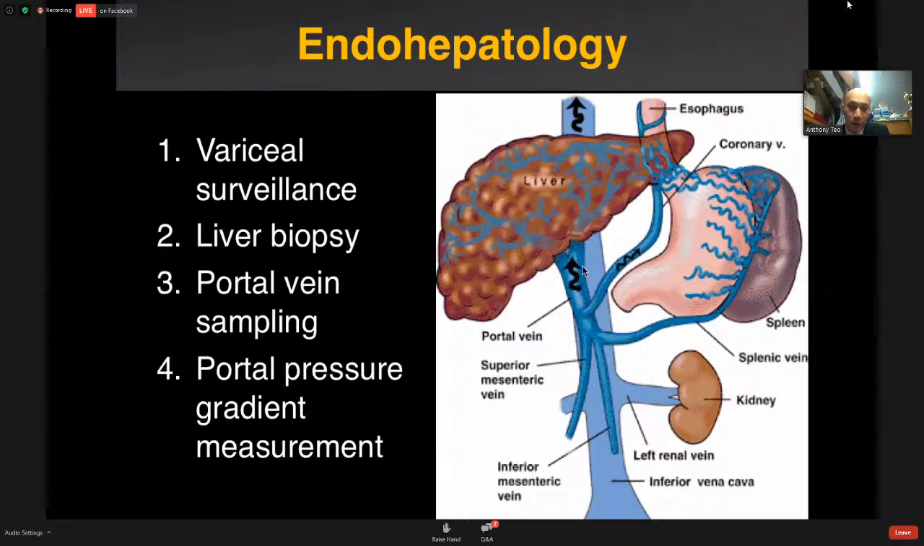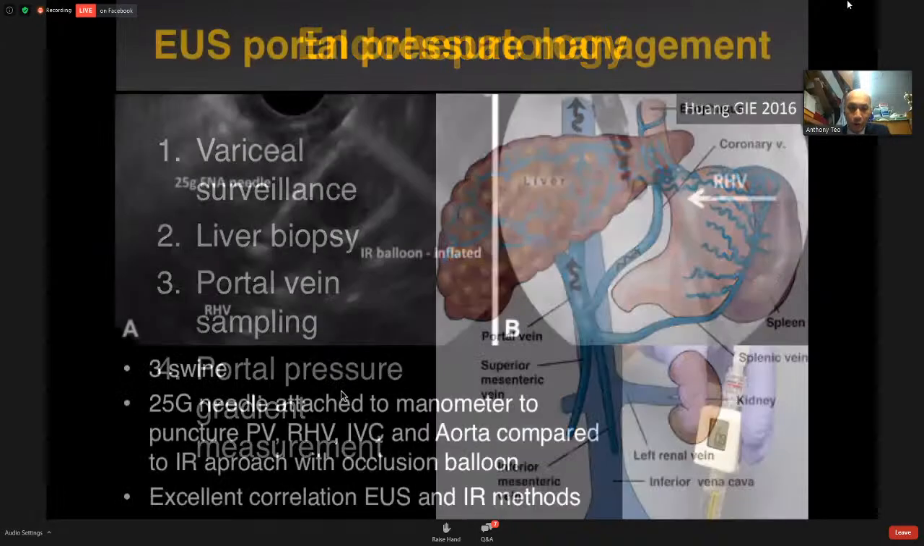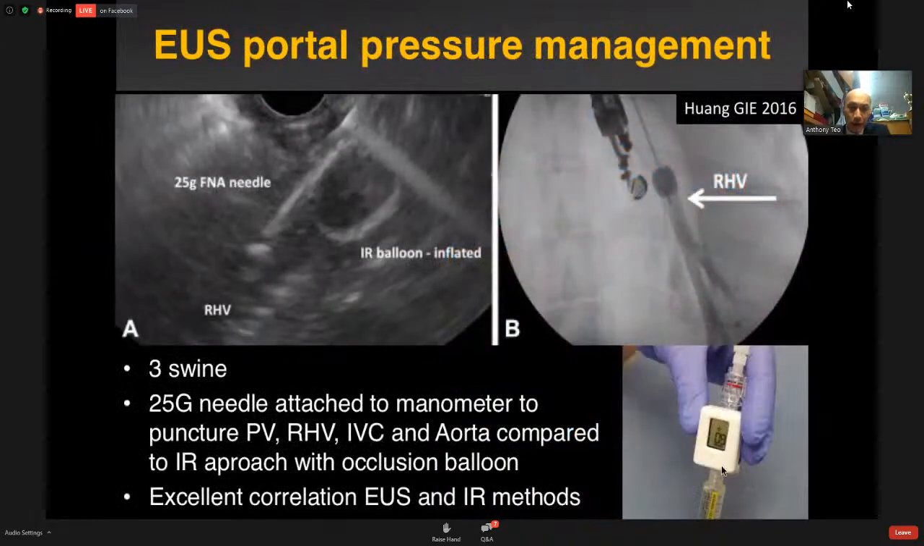As mentioned previously, now there's a new subdivision of endoscopy known as endohepatology. With EUS, we can also perform variceal surveillance, EUS-guided liver biopsy, portal vein sampling, and also measurement of portal pressure gradient. This study was published by Ken Chan, showing that by puncturing the portal vein, we can measure the portal venous pressure. Usually we would perform it in a transhepatic manner, so the needle will first go through the liver parenchyma and then enter the portal vein.